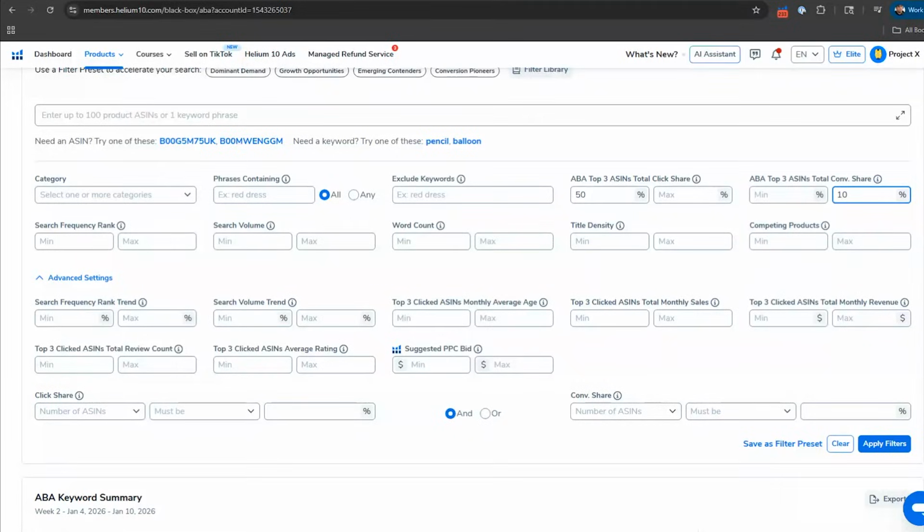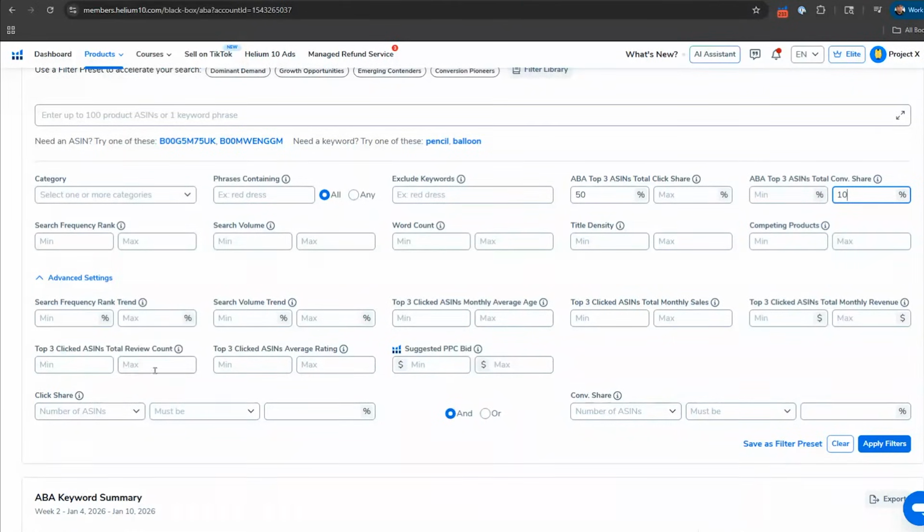So basically, I'm saying if there was 1,000 clicks on this keyword, show me where the top 3 products dominated with 50% of those clicks, 500 clicks. But let's just say out of those clicks, only maybe 100 resulted in sales. But these products, instead of having 50 sales like they should have, they had less than 10, right? Okay.